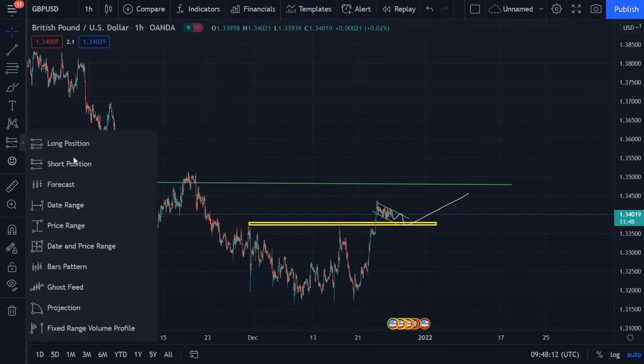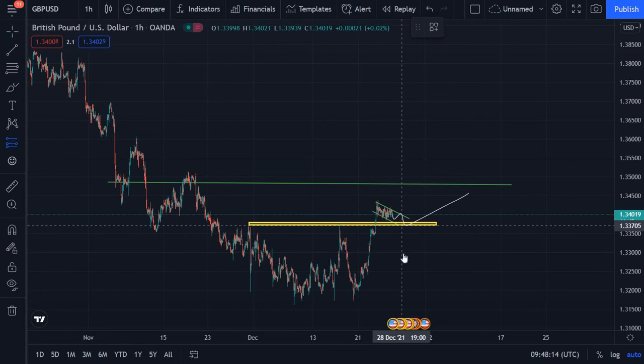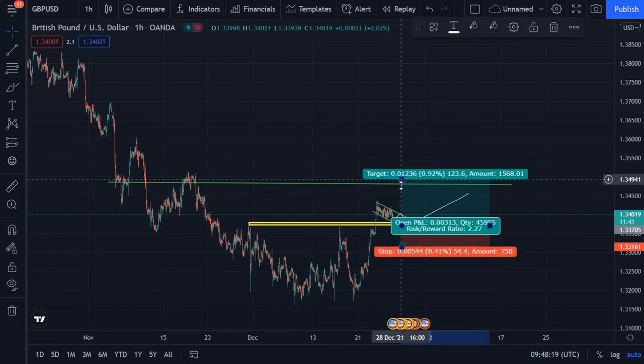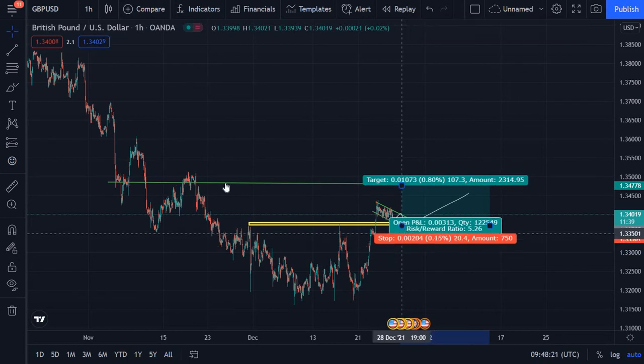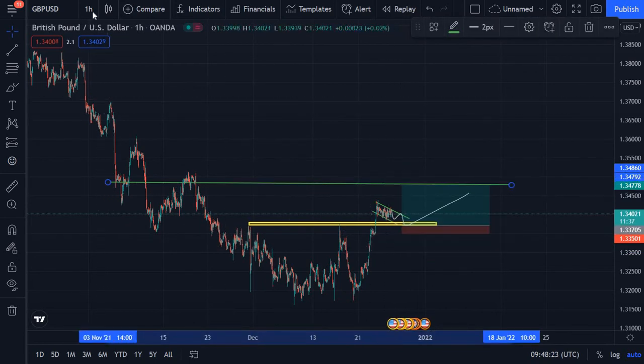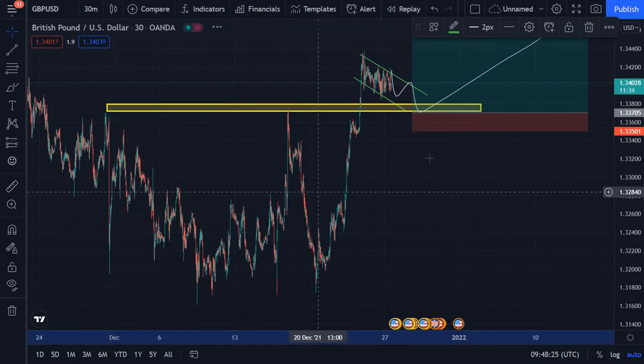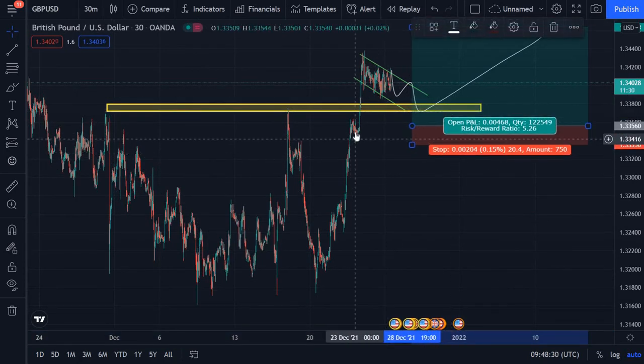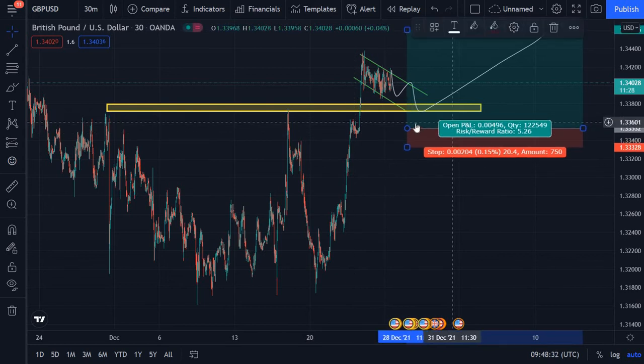So the trade here would look something like this, before going lower at some point if this trend to the downside continues. But this would be some kind of trade to take into consideration here. Maybe we pull back to here, then the entry would be around here somewhere.